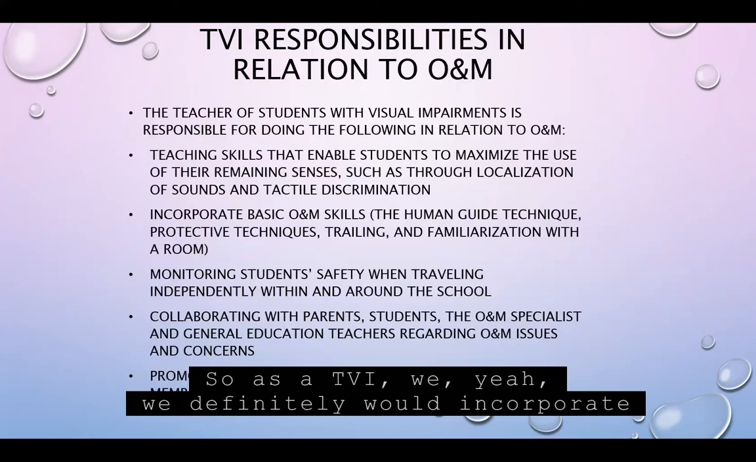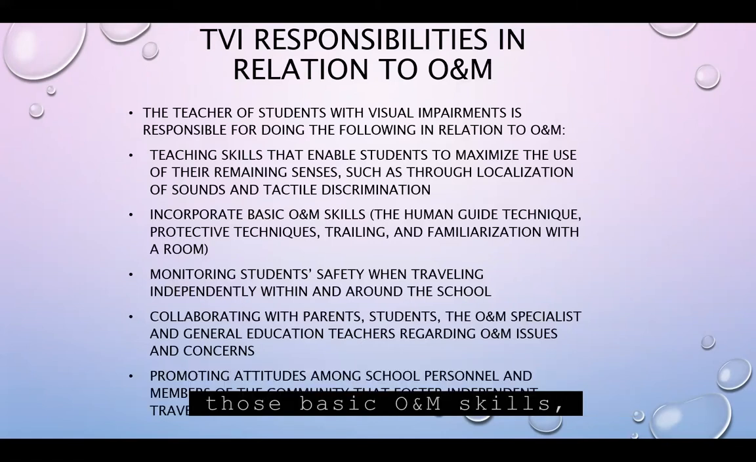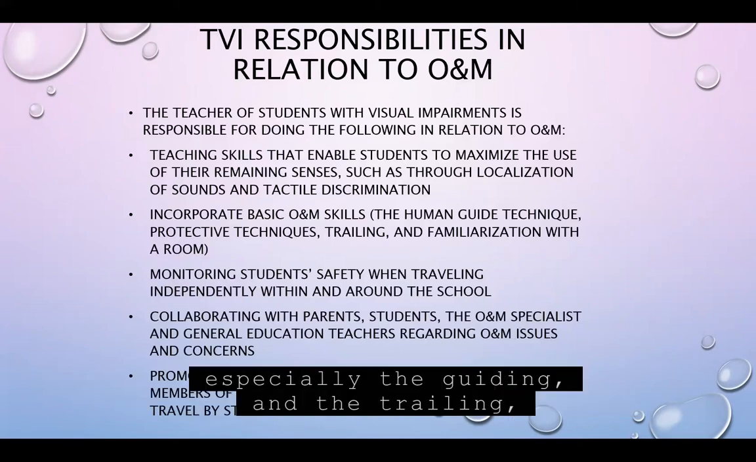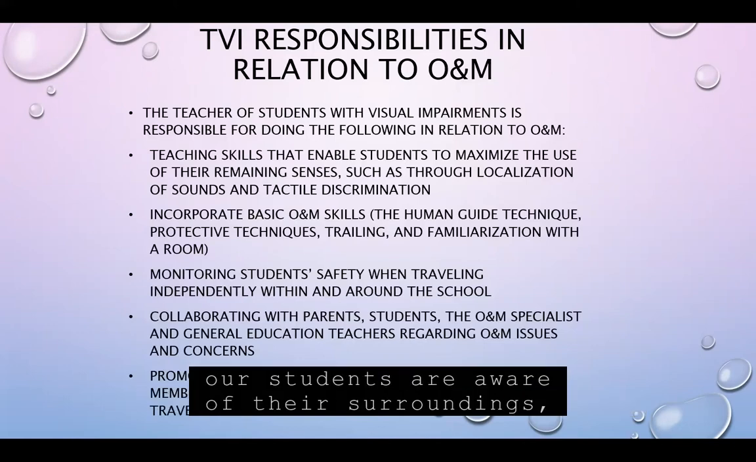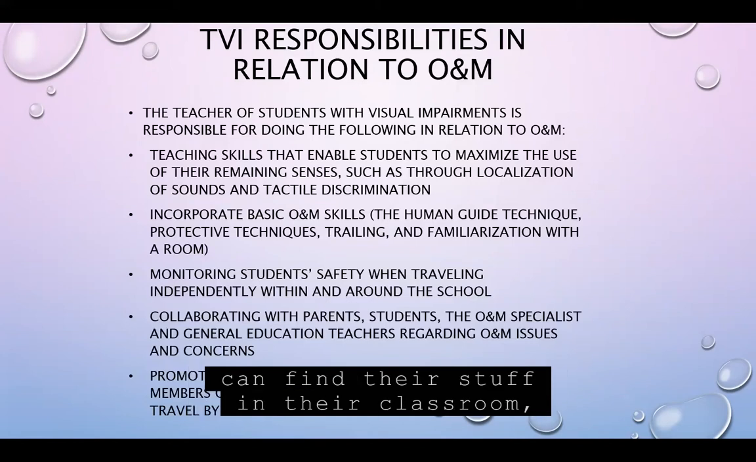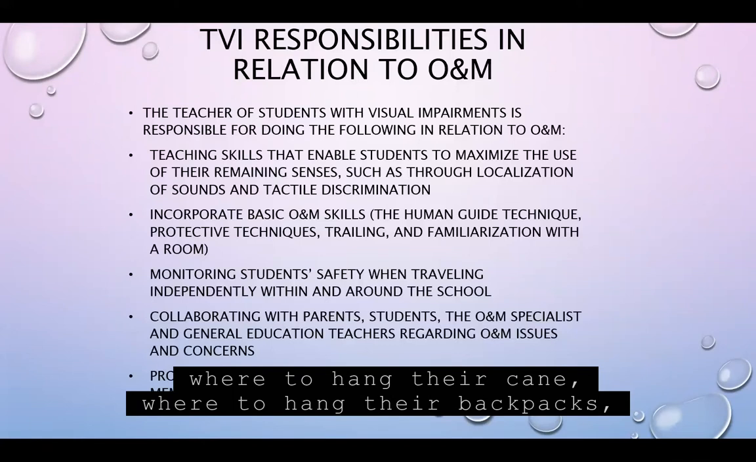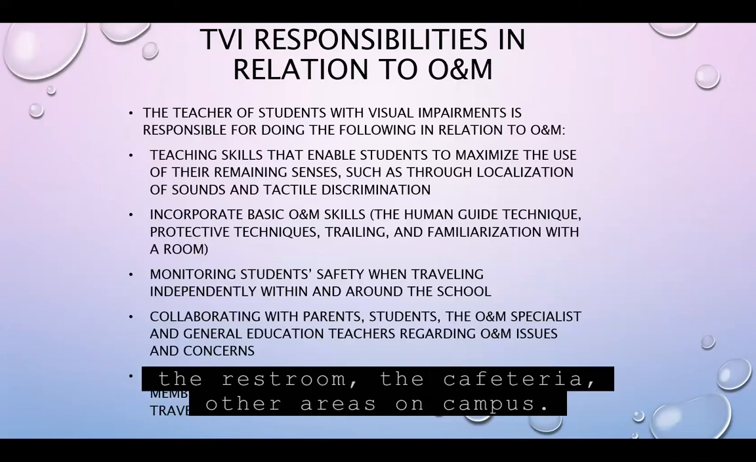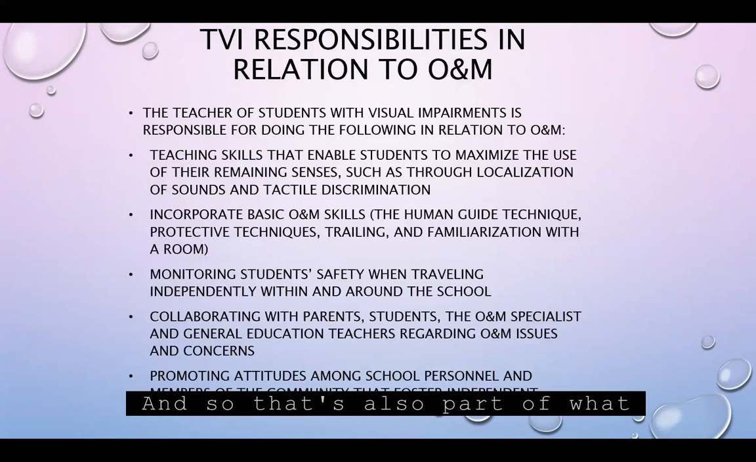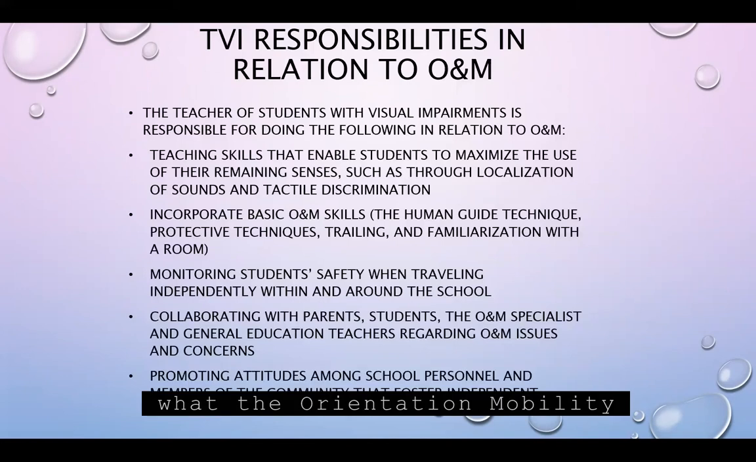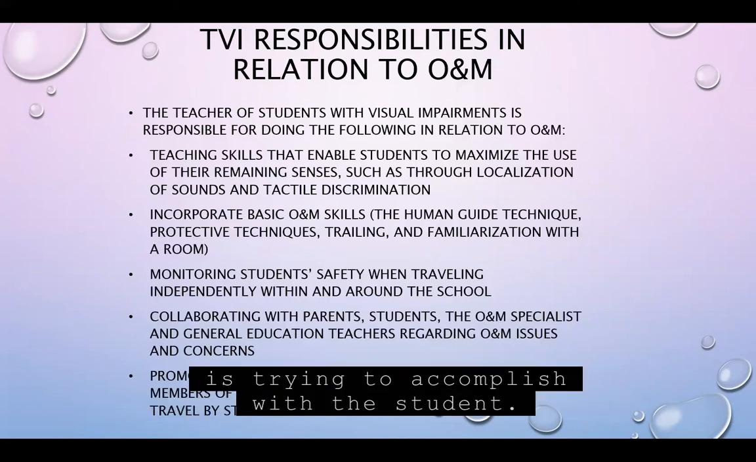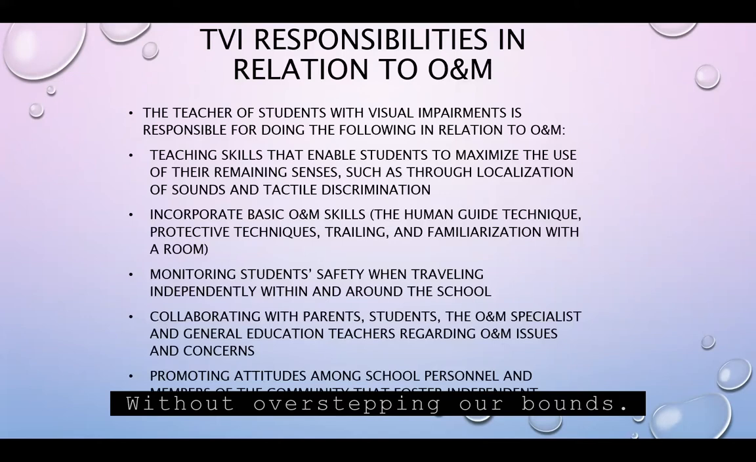So as a TVI, we definitely would incorporate those basic O&M skills, especially the guiding and the trailing and familiarization with the room, because as TVIs, we have to make sure our students are aware of their surroundings, can find their stuff in their classroom, where to hang their cane, where to hang their backpacks, and then of course find the facilities, the restroom, the cafeteria, other areas on campus. And so that's also part of what the orientation and mobility specialist does, but also what we can do as well to support what the O&M is trying to accomplish with the student without overstepping our bounds.